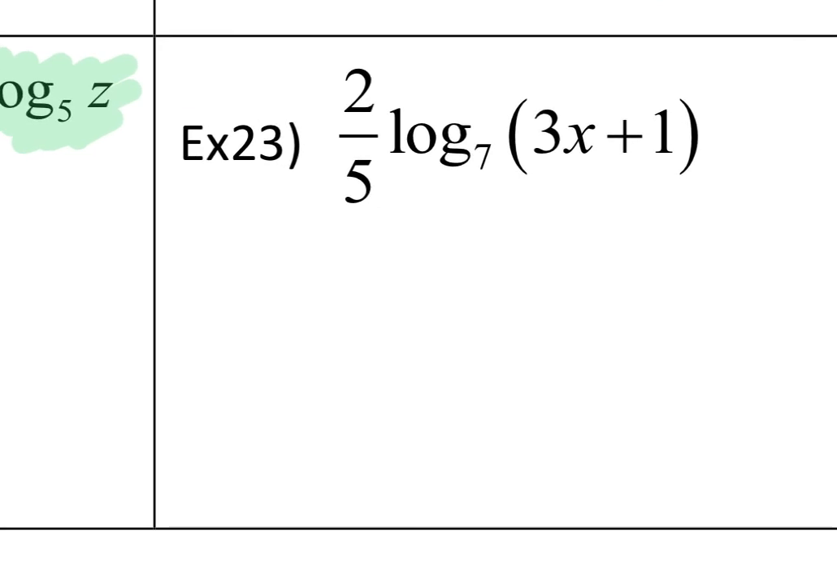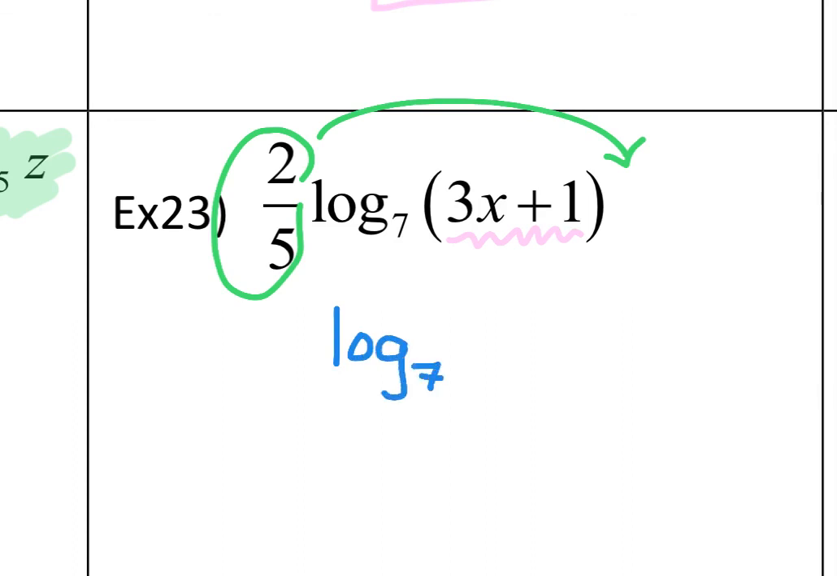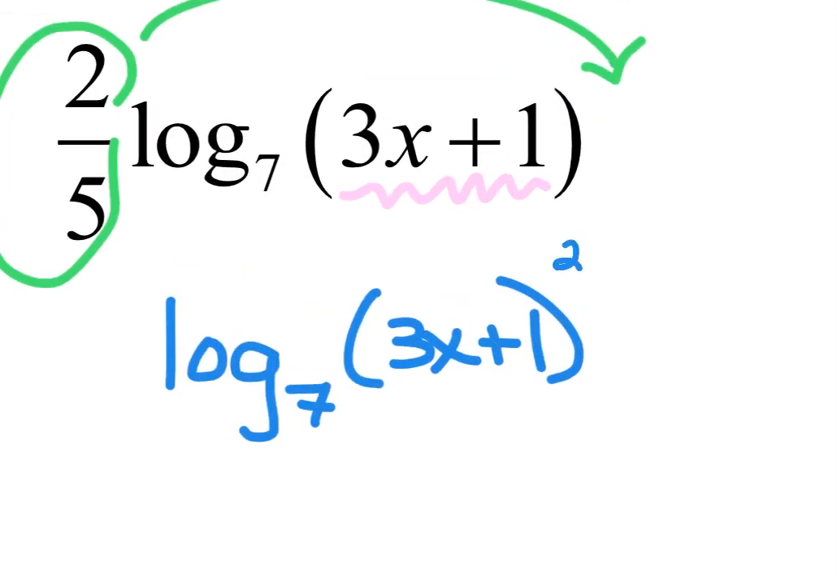In number 23, again, you have a coefficient here that's going to become an exponent. You also have an argument that has an addition or subtraction problem inside parentheses. And so you can't pull apart the 3x plus 1. So when I rewrite the next step here, this is going to be log base 7 parentheses 3x plus 1. That will never be pulled apart to the 2/5 power.